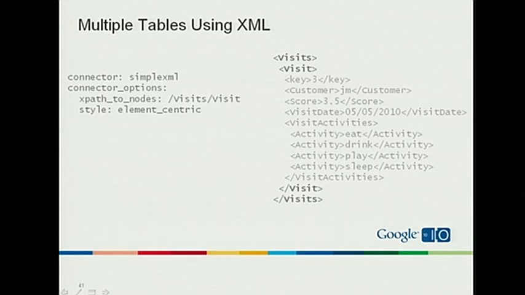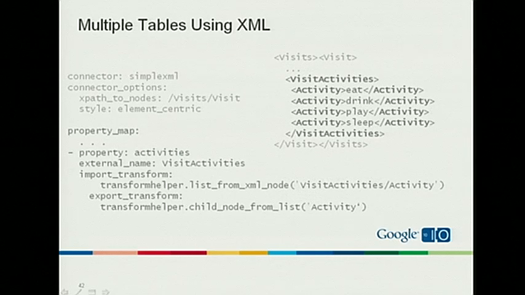So this is just a quick intro to the XML connector. It's called Simple XML because it only handles really, really simple XML right now. Someday, you can imagine someone writing a more complicated one. But basically, you provide the XPath, which represents each of the primary entity. In this case, visits. Visit is the XPath. There's multiple visit nodes you can imagine. And it handles both element-centric and attribute-centric. But for this case, we're going to use an element-centric schema.